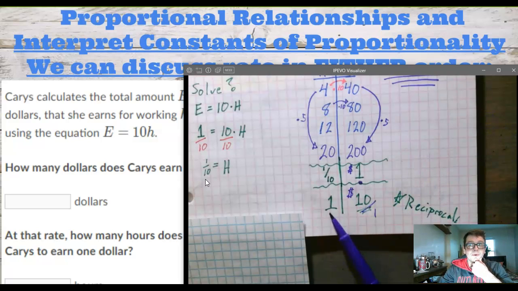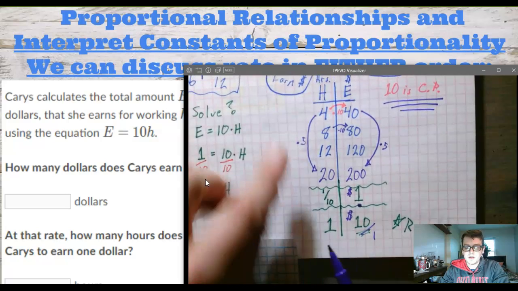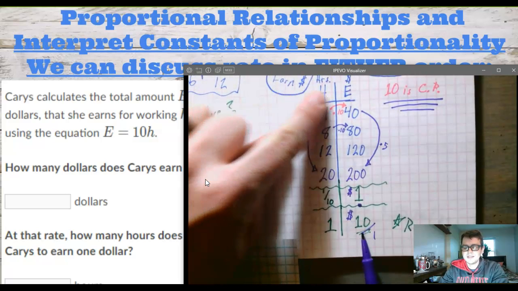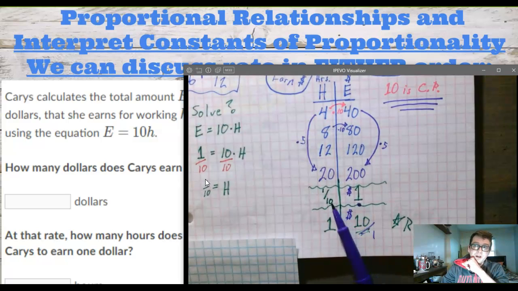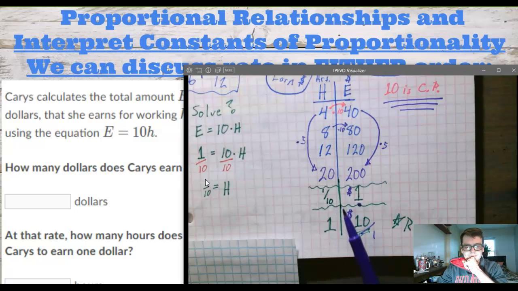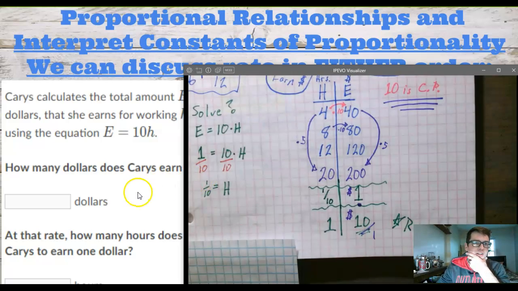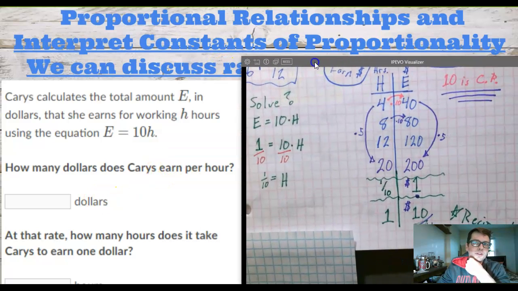So for 1 hour, sorry, I should scooch this down so you can still see the headers. 1 hour is $10 earned. But $1 is 1/10 of an hour. Always ask yourself, does it make sense? Because if you got 1/10 of a dollar for working an hour, that would be really low pay, right? So if we tried to answer this first one and you got an answer of 1/10.